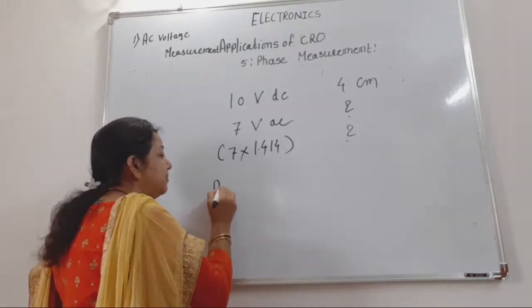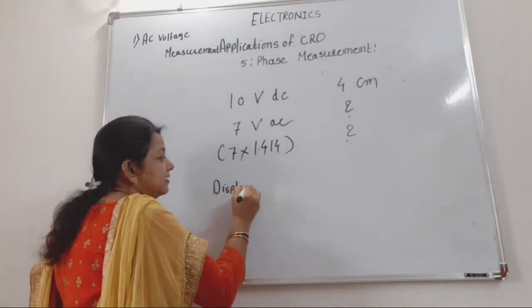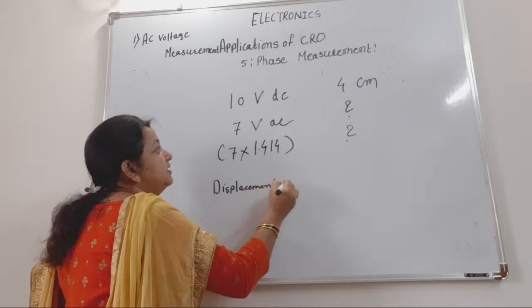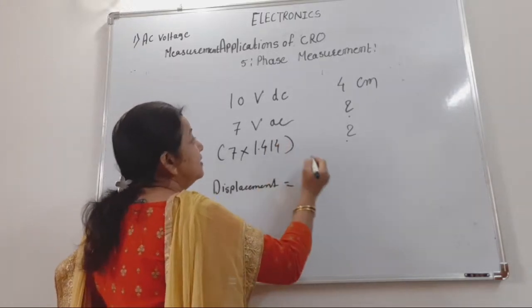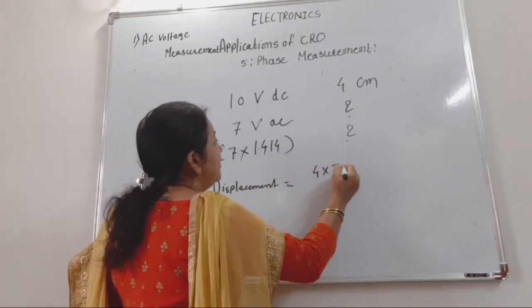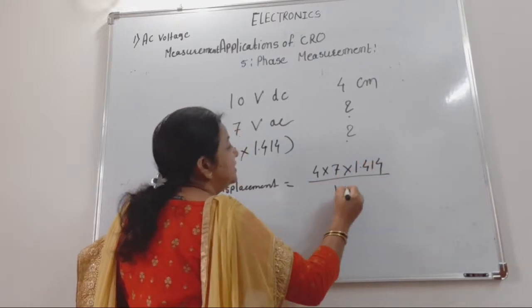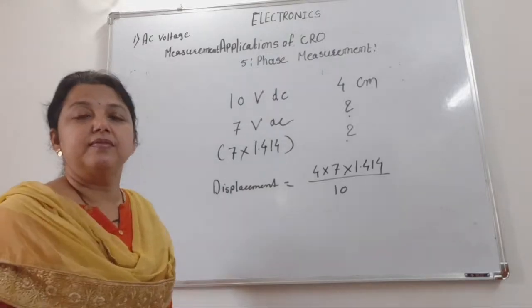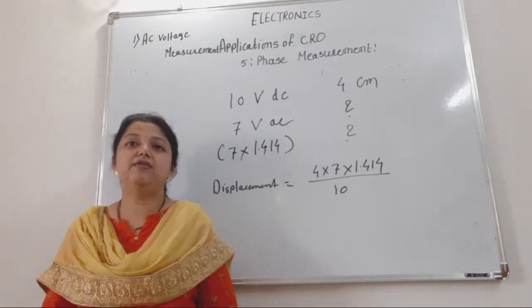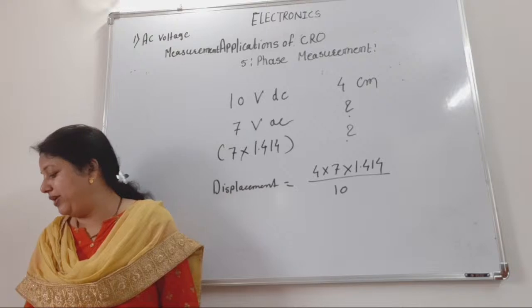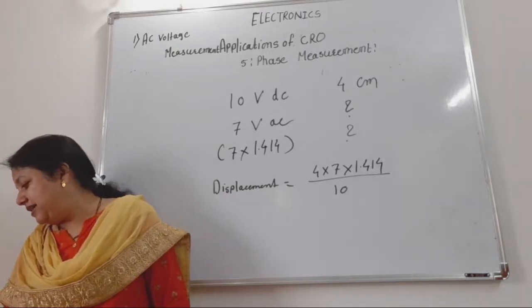So, displacement is equal to 4 multiply 7 multiply 1.414 upon 10. This is our answer. Okay, this is our answer. In this way you calculate that displacement.